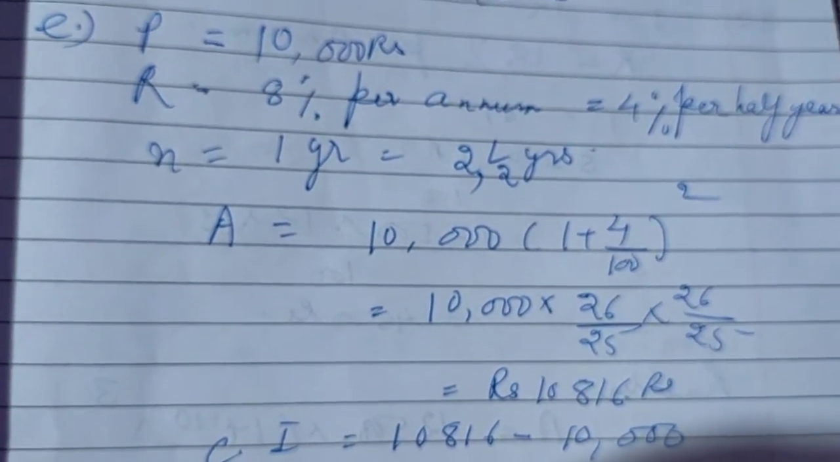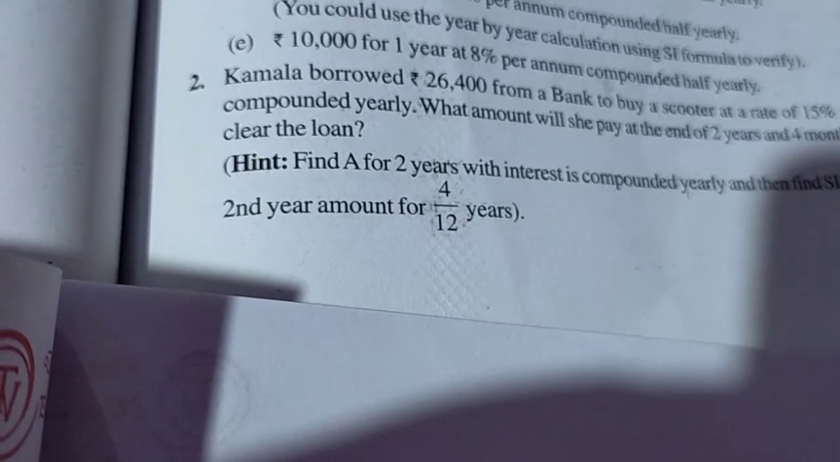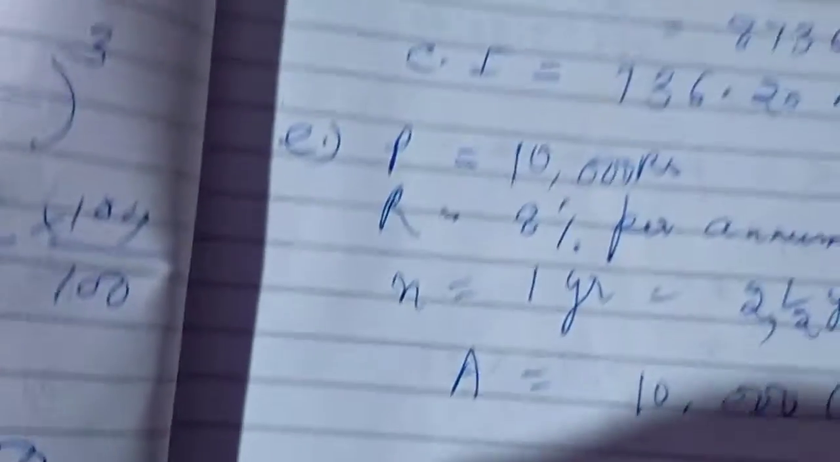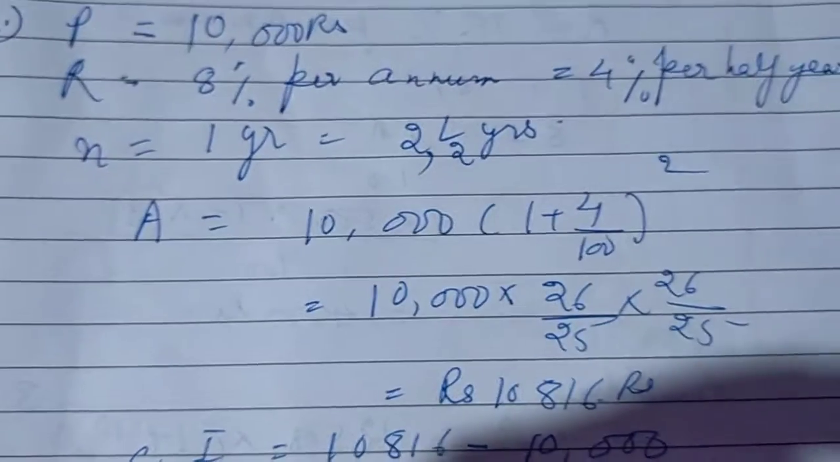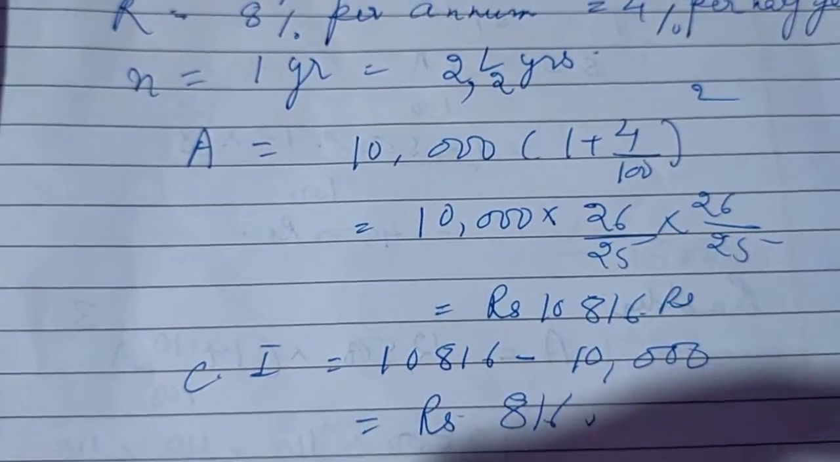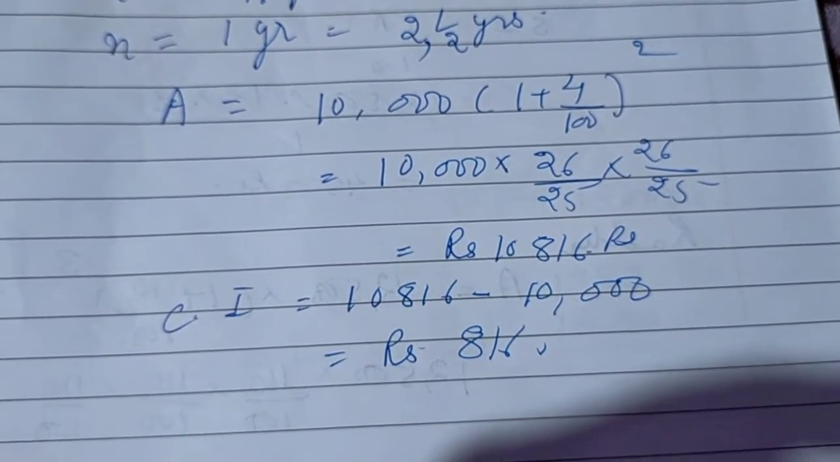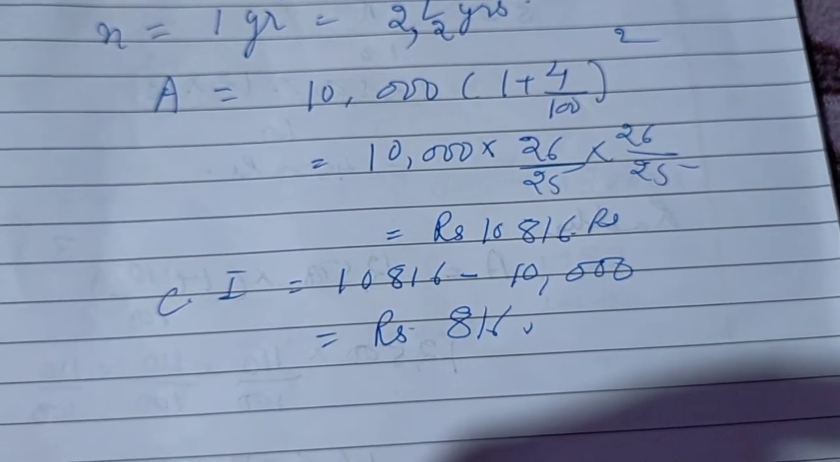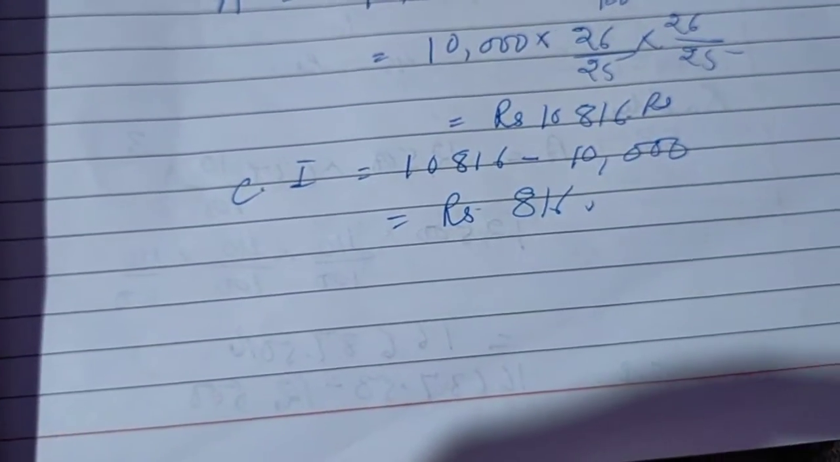It is being compounded half yearly. So that means for 1 year means 2 half years, right? So here 2 squared will come, so we'll get 10,000 into, solve it, 4 upon 100 becomes 1/25, so 26/25 into 26/25, 10,816 rupees.